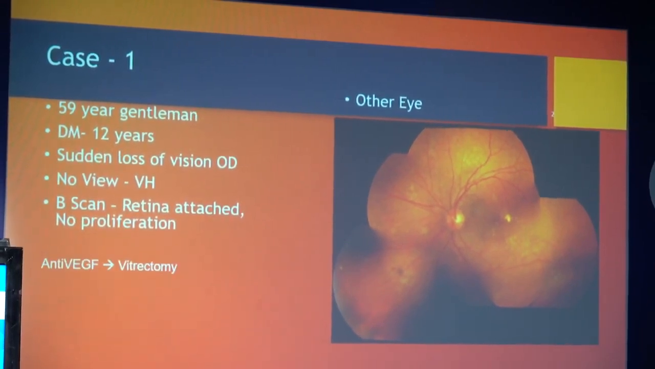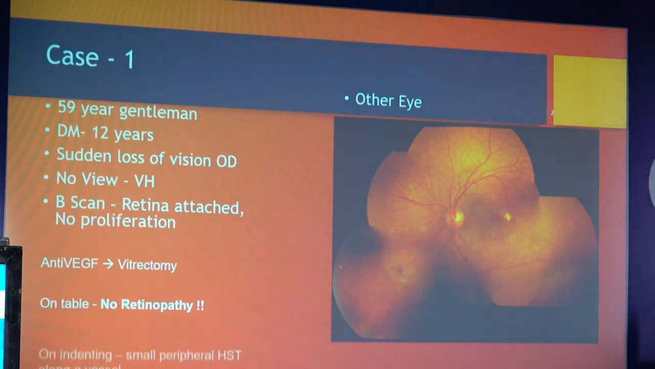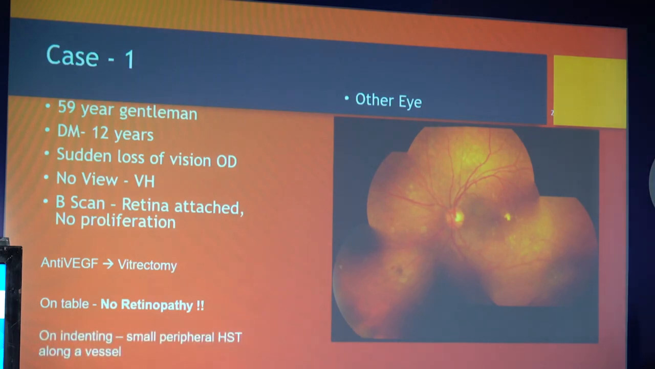So anti-VEGF was given. It was at a time when we were giving it routinely, 5 or 6 years ago. Nowadays we don't give anti-VEGFs routinely for all vitrectomies, and vitrectomy was done. And on the table we found that there was no retinopathy, not a single dot hemorrhage or a microaneurysm in this eye with vitreous hemorrhage. Then we had to indent and see the periphery, and we found a small peripheral HST along the vessel, which was actually the cause of vitreous hemorrhage.